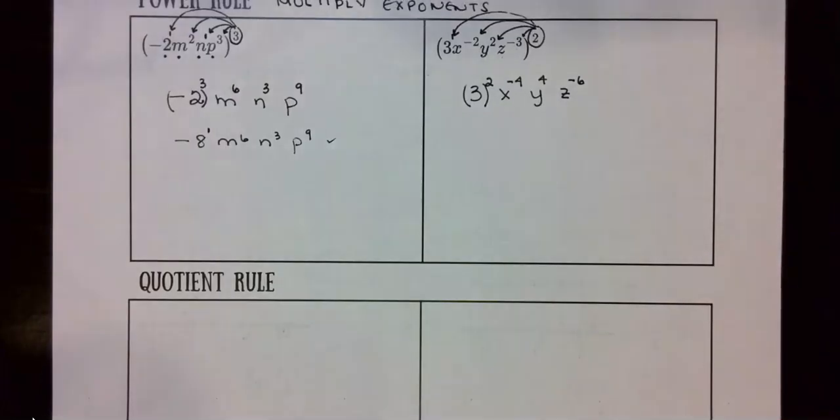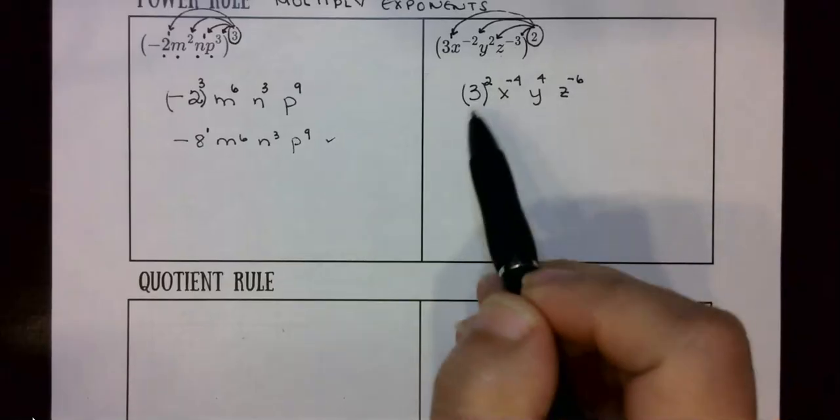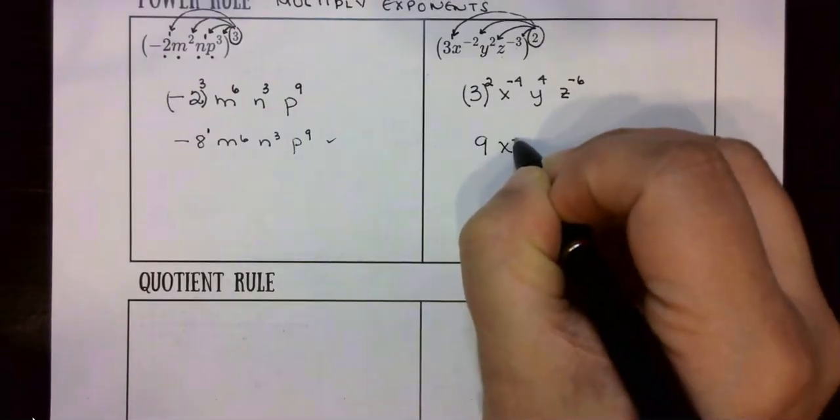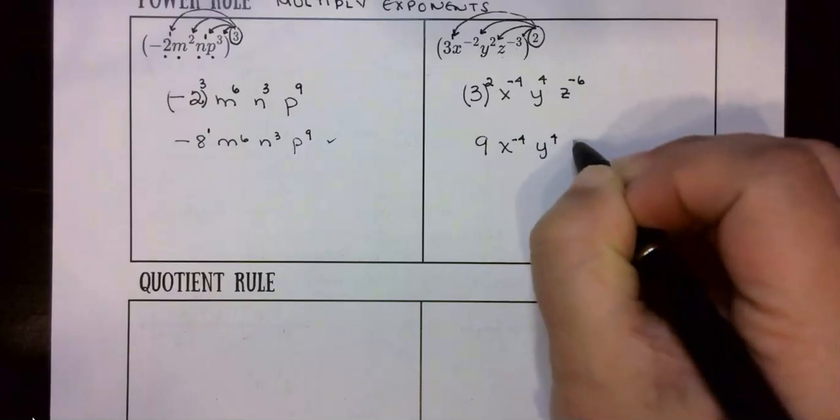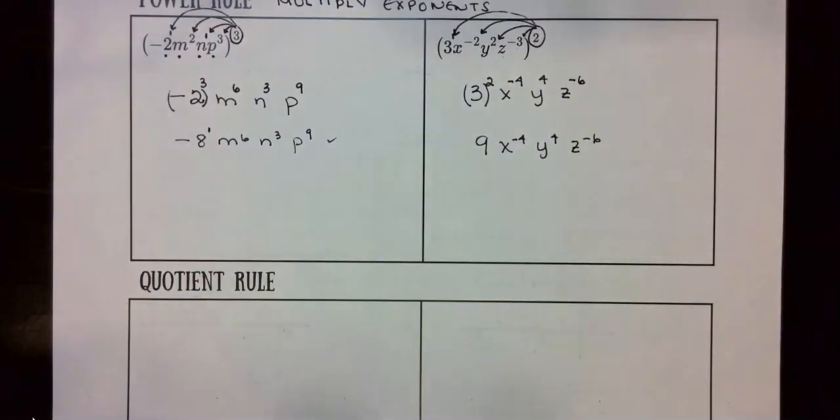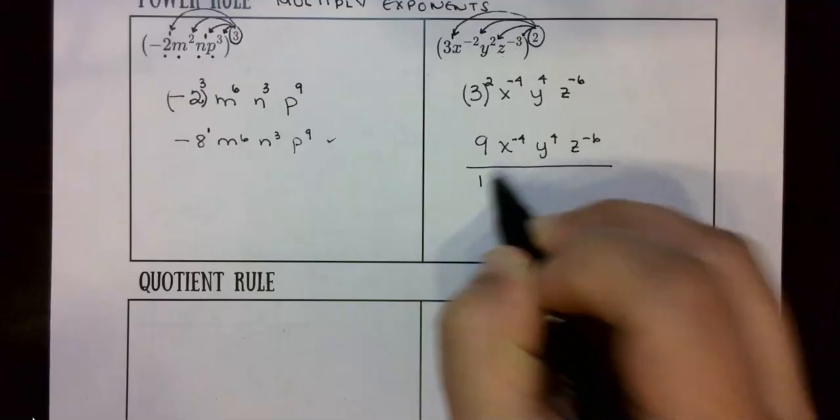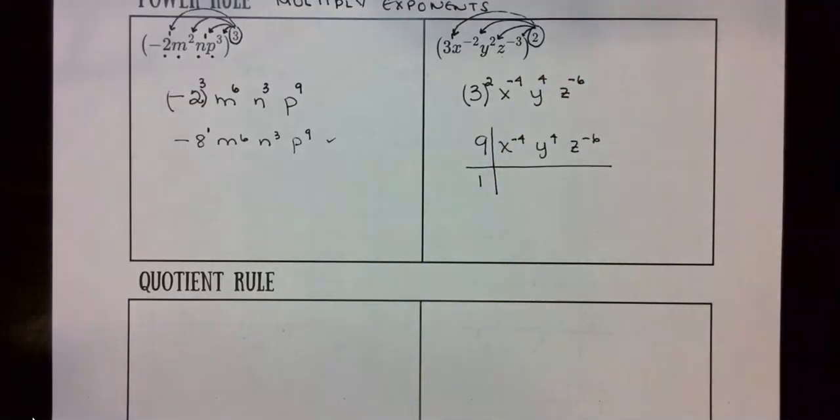Now you're going to notice that there's more things to do here to get this to be our final answer. The first thing I'm going to ask you to do is do 3 raised to the 2nd power. You can type it into your calculator, or you can say 3 times 3 is 9. So we have 9 x to the -4, y to the 4th, z to the -6. Now there's another thing that's keeping us from saying that this is our final answer. We have negative exponents. So I know that this is not a fraction, so I'm going to ask you to create a fraction. I'm going to put the 1 over here underneath the 9 because they're both coefficients.